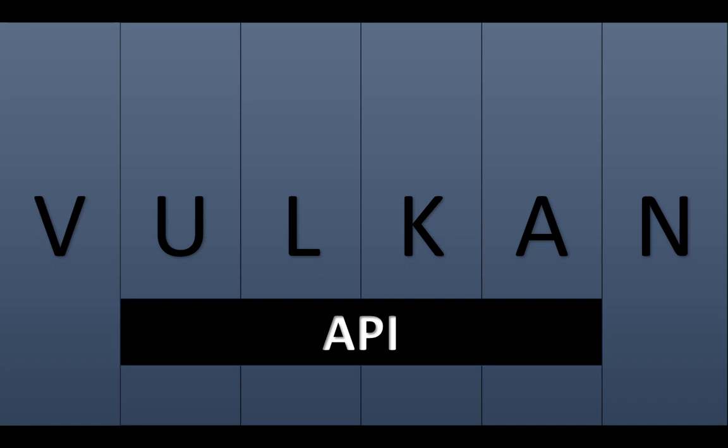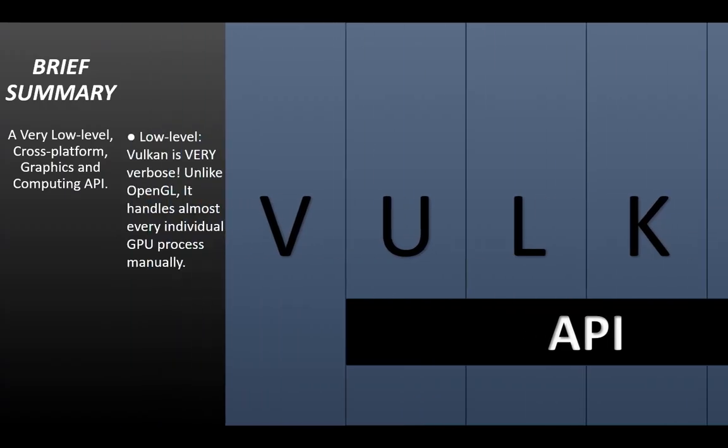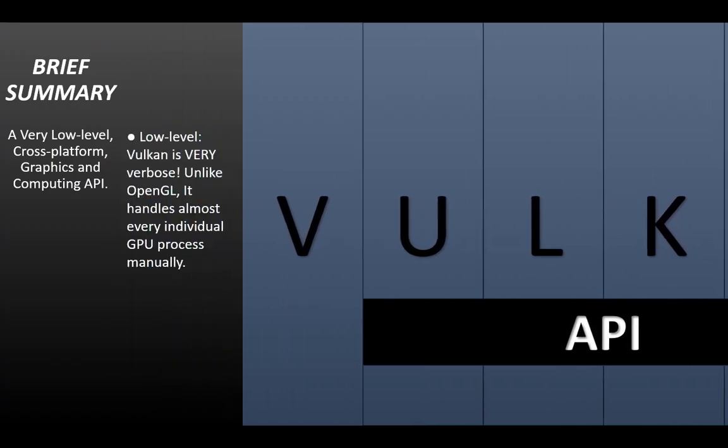The Vulkan API. So let's see a brief summary of the Vulkan API. Okay, Vulkan is a very low-level, cross-platform graphics and computing API. Well, it is low-level. What does that mean? Vulkan is very verbose. Unlike OpenGL, it handles almost every individual GPU process manually.